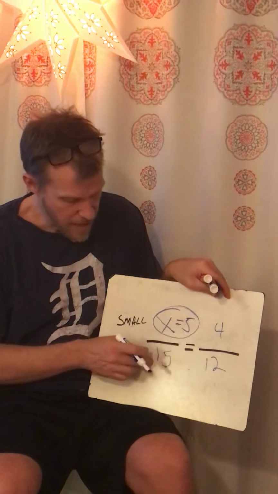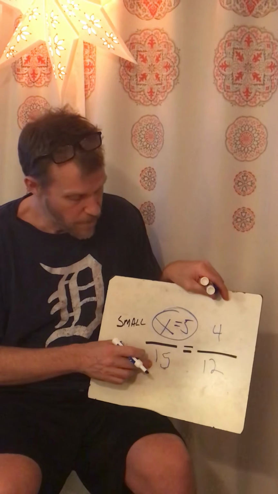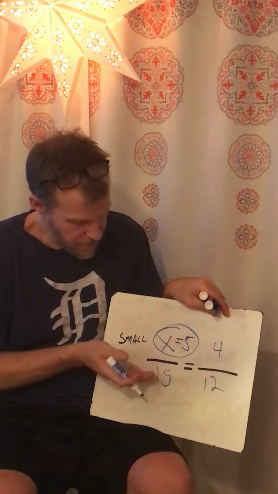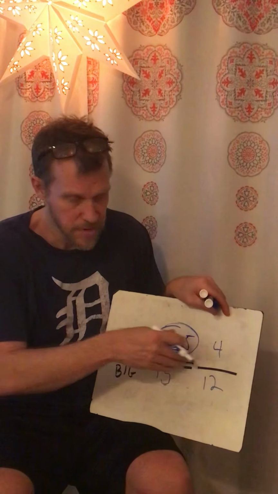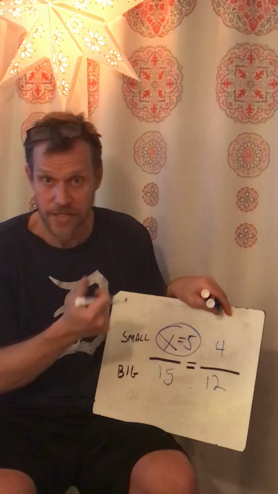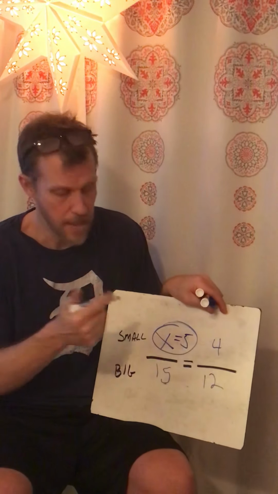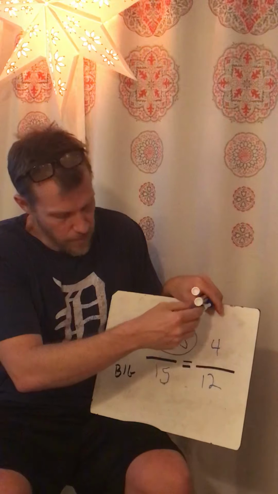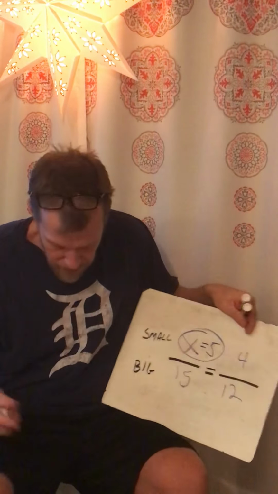You would see 5 divided by 15 simplified is 1/3. 4 divided by 12 simplified is 1/3. It's the same thing. If I went big to small, I'd have 15 over 5 and 12 over 4, and those would simplify to 3. That's where you get your scale factor as well. So that's just solving for a missing side.